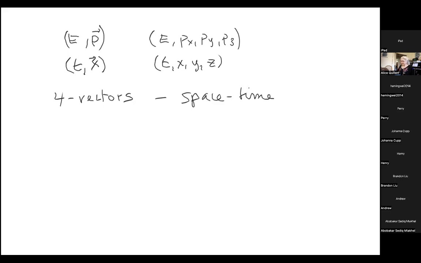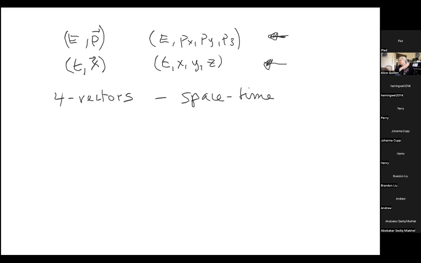In any case, let me finish making the point. So normally when we're thinking about Euclidean space or a non-relativistic setting, we have space and we have time. In special relativity, we have space-time, and it's a 4-dimensional thing. So when you write down energy and momentum, we can think of this as a 4-vector, and we can think of time and space as a 4-vector too.